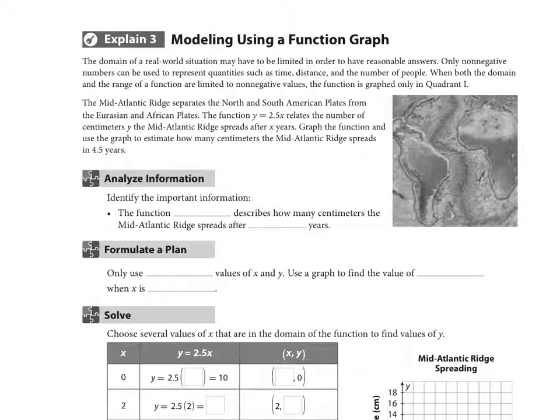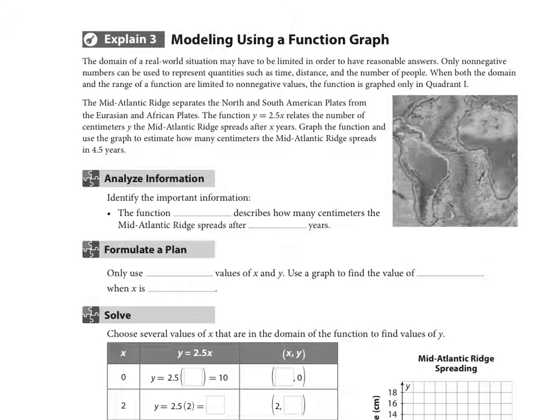Okay, so our final example here is a word problem. We're going to read through here. The Mid-Atlantic ridge separates the North and South American plates from the Eurasian and African plates. The function y equals 2.5x relates the number of centimeters y the Mid-Atlantic ridge spreads after x years. So this is important. Y right here is centimeters. That's our distance. X here represents years. And since this is a word problem, we'll need to label our axes accordingly.